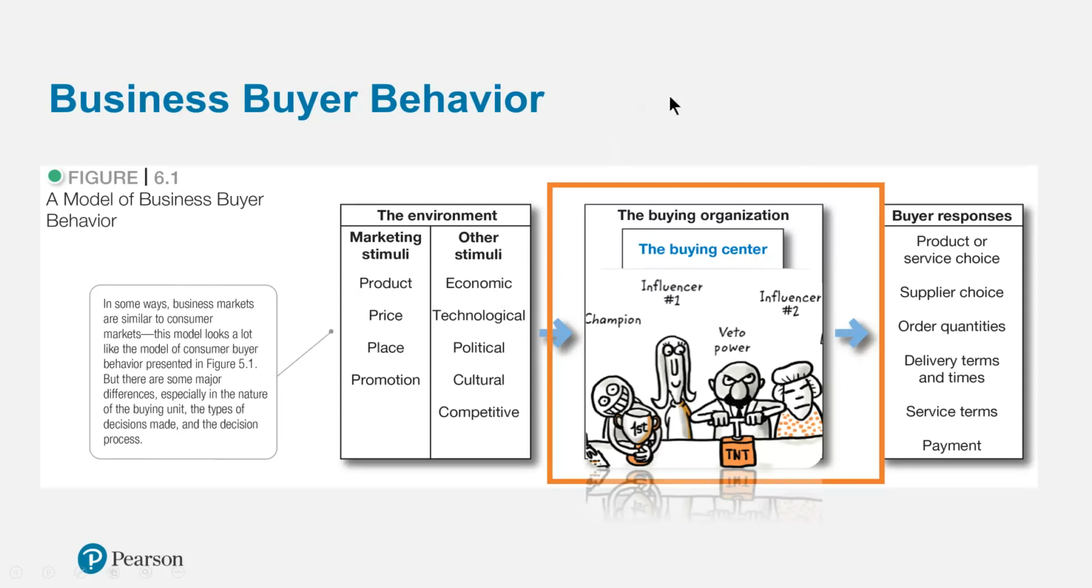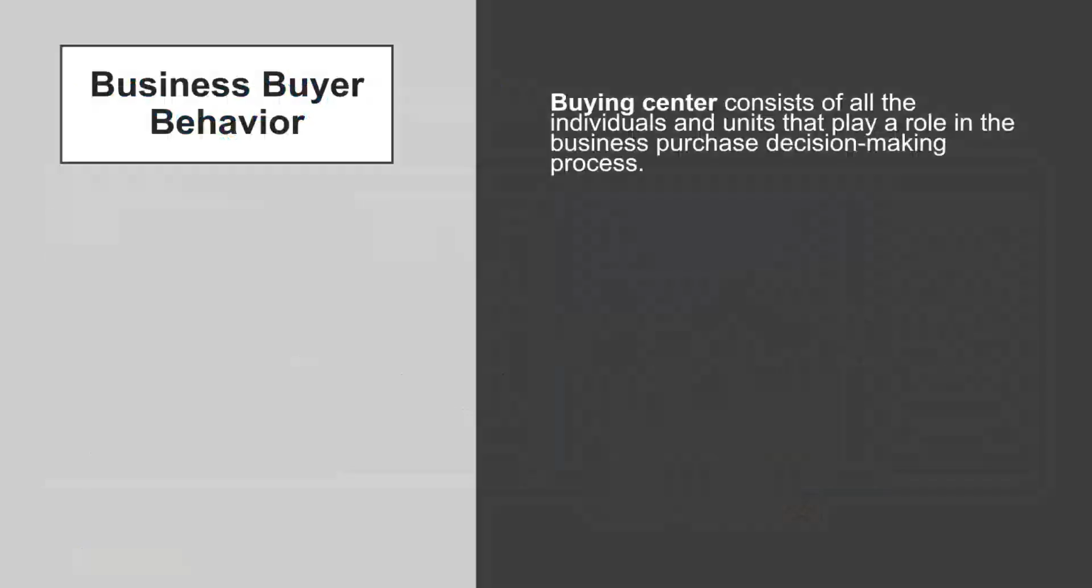And then, based off of their own buying decisions and their own needs, they respond. And they respond by purchasing a product, selecting the supplier, ordering, setting up delivery terms and times, setting up service payments, and then making payments and also accepting payments as well. So again, this is a very similar model to the consumer buyer behavior.